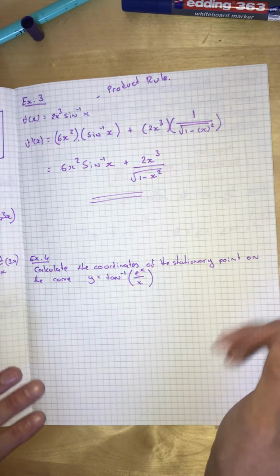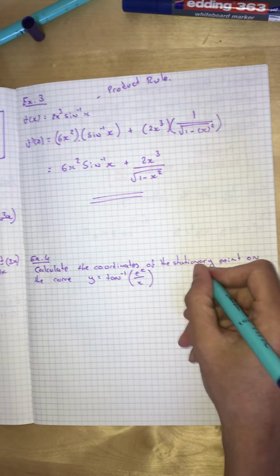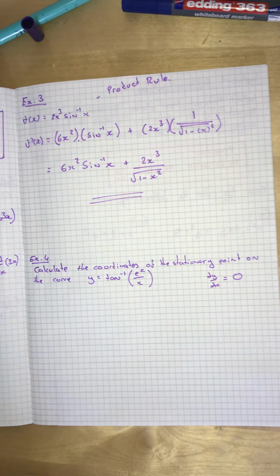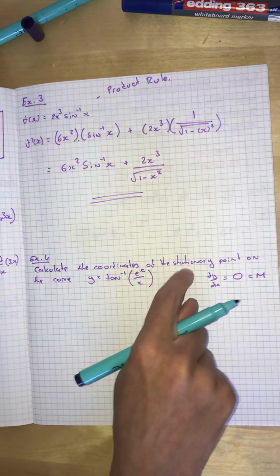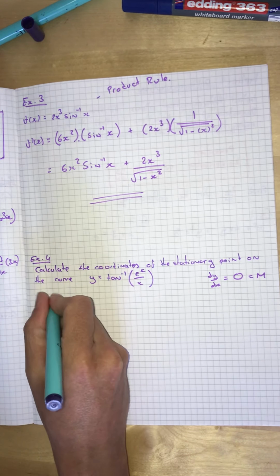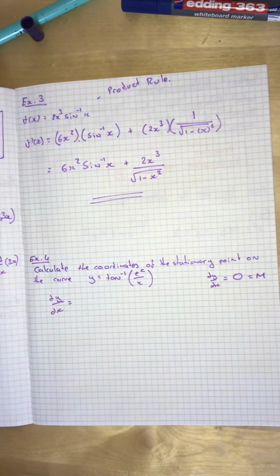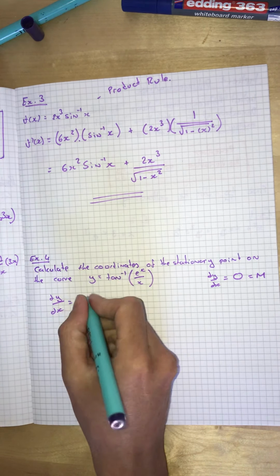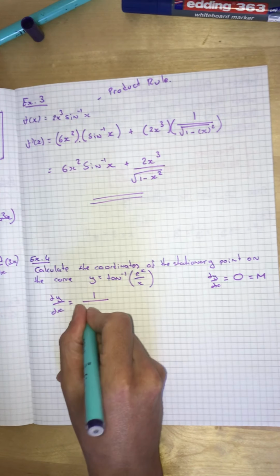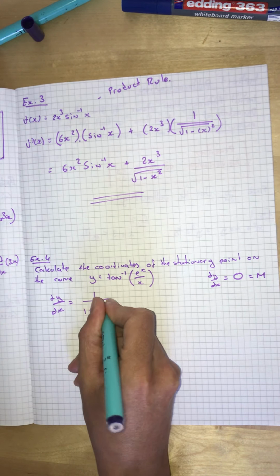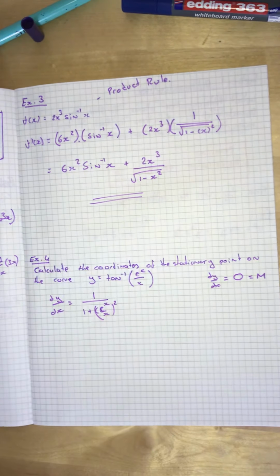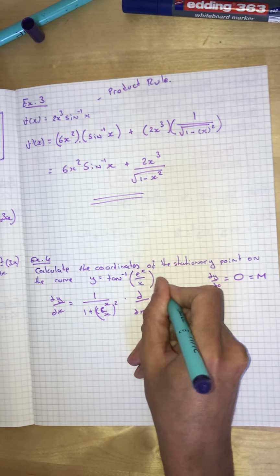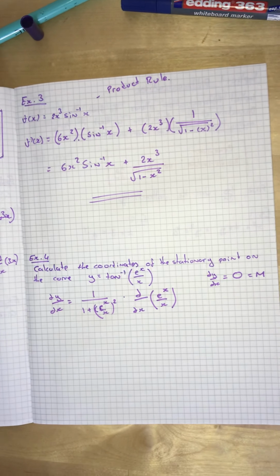So first thing we need to work out is how you calculate the coordinates of a stationary point. The stationary point is when dy by dx equals 0, because that's when the gradient equals 0 at the stationary point. So we need to differentiate. The derivative of tan to the negative 1 of x is 1 over 1 plus e to the x over x, all squared, times the derivative of e to the x over x.